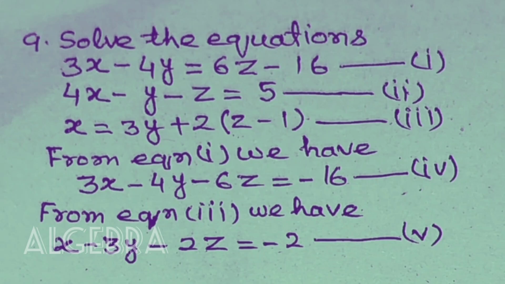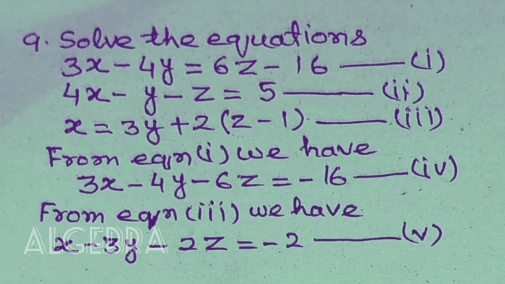9. Solve the equations 3x minus 4y is equal to 6z minus 16. Equation 1. 4x minus y minus z is equal to 5. Equation 2. x is equal to 3y plus 2z minus 1. Equation 3. From equation 1 we have 3x minus 4y minus 6z is equal to minus 16.